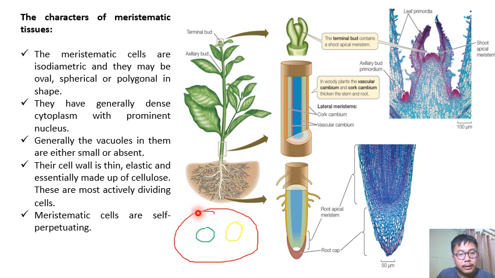And the cell wall will be thin and elastic, and the cell wall will be made up of cellulose, because they are the most actively dividing cells, because they keep on dividing and dividing. And meristematic cells are self-perpetuating. That means they keep on making new cells indefinitely.